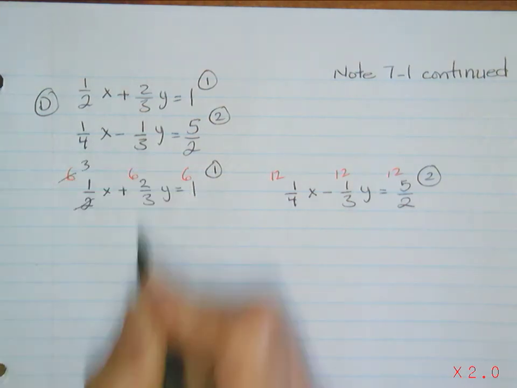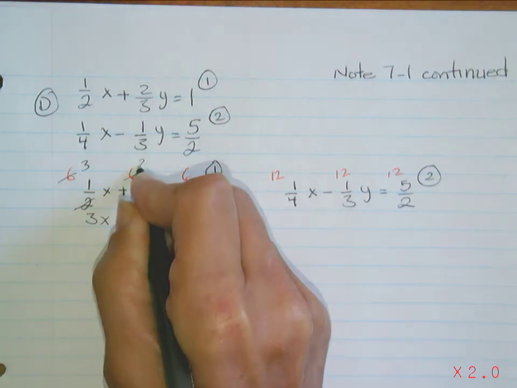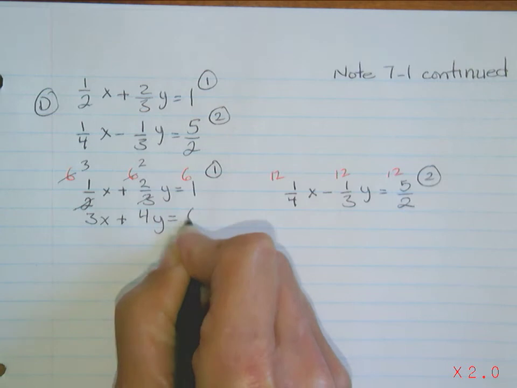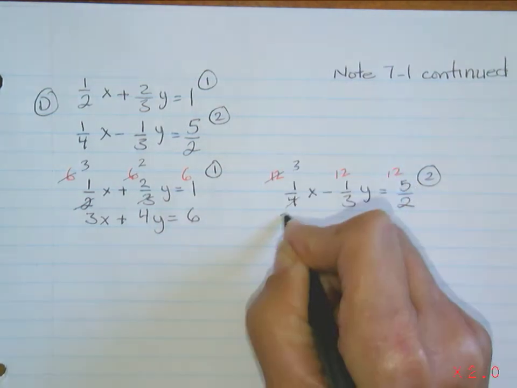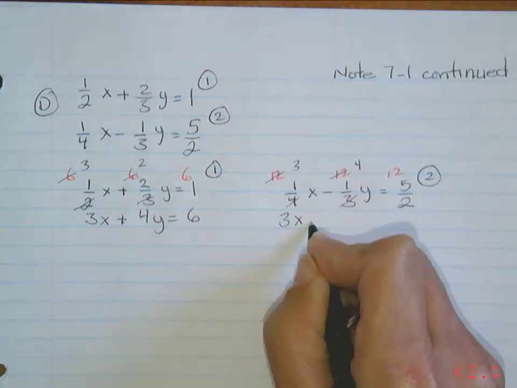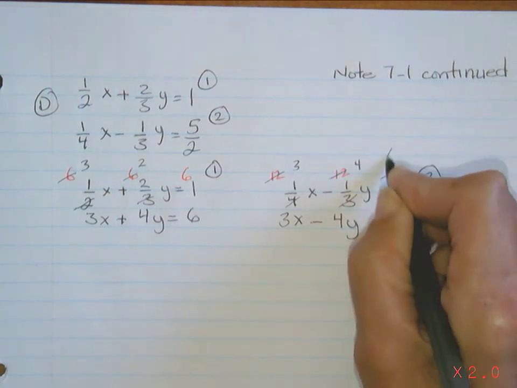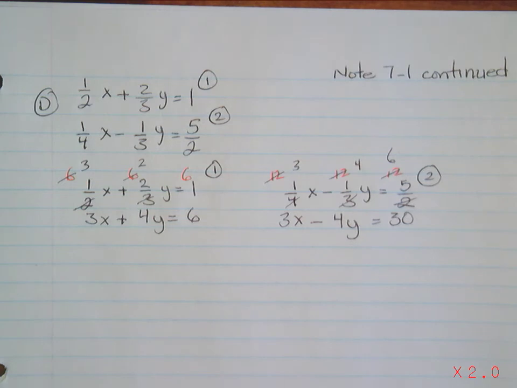Cancel, so you have 3x. 3 goes into 6 twice, so you have 4y, and 6 times 1 is 6. Now be careful here. Now you have 3x, you have negative 4y, and 6 times 5 is 30. So that's how we rearranged it to something we would prefer to use.